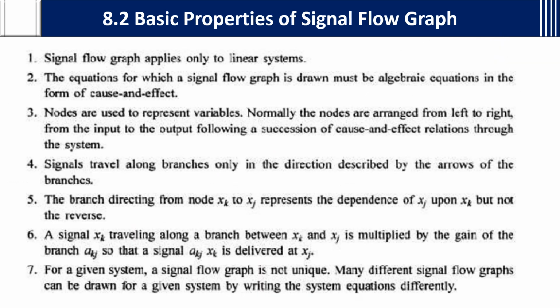Basic properties of signal flow graph. What are the basic properties of signal flow graph? Signal flow graph applies only to linear systems. The equations for which a signal flow graph is drawn must be algebraic equations in the form of cause and effect. It should be in the algebraic equation.